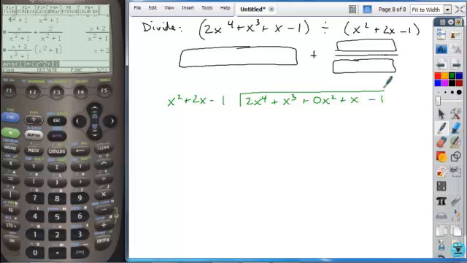All right, while you're continuing to work on that, I'm going to talk through the methods to do it by hand. And again, notice I left a space for the x squareds, even though they were left out here. I wrote it as 0x squared. And now I'm going to go through the process of long division.